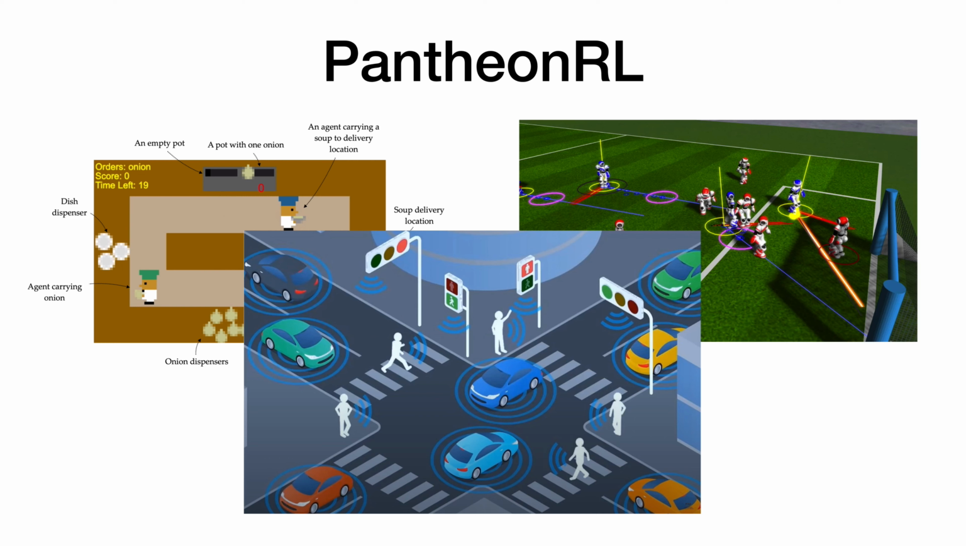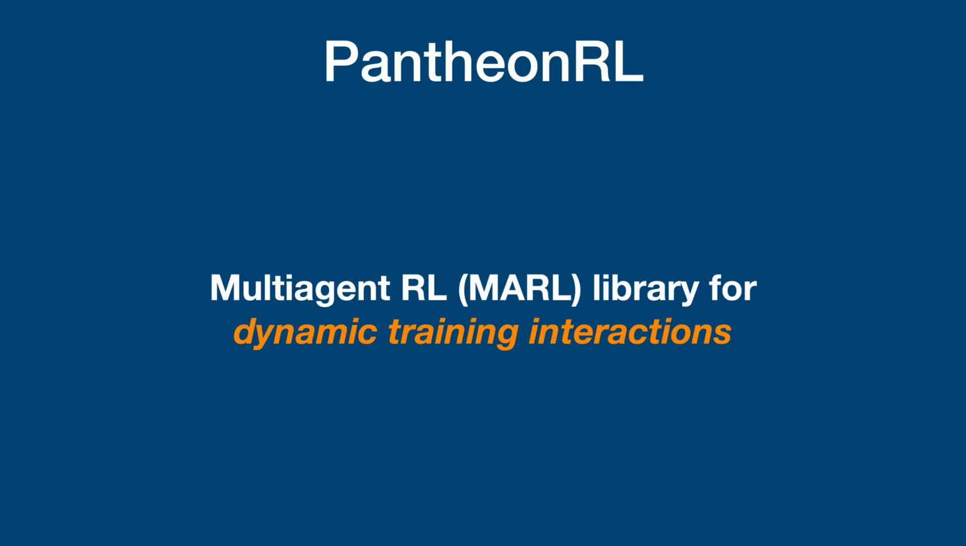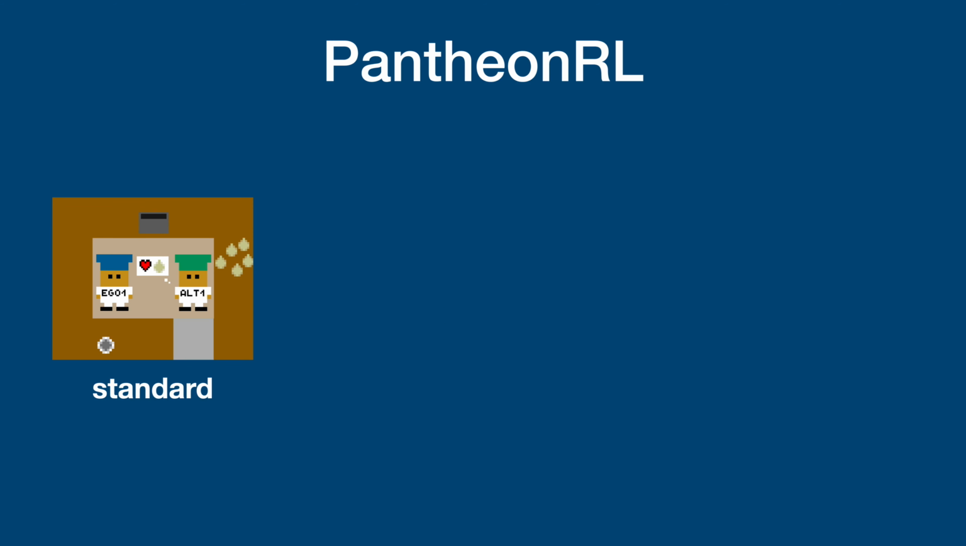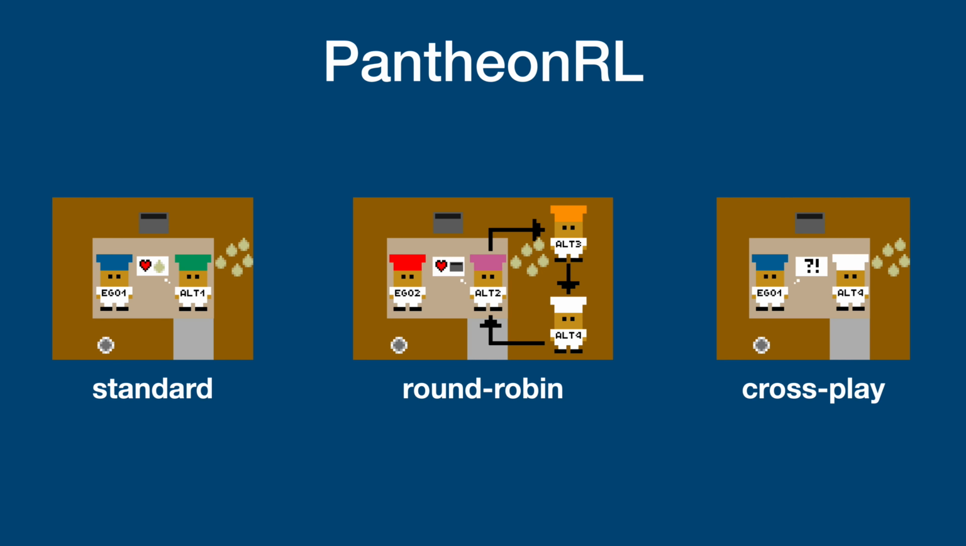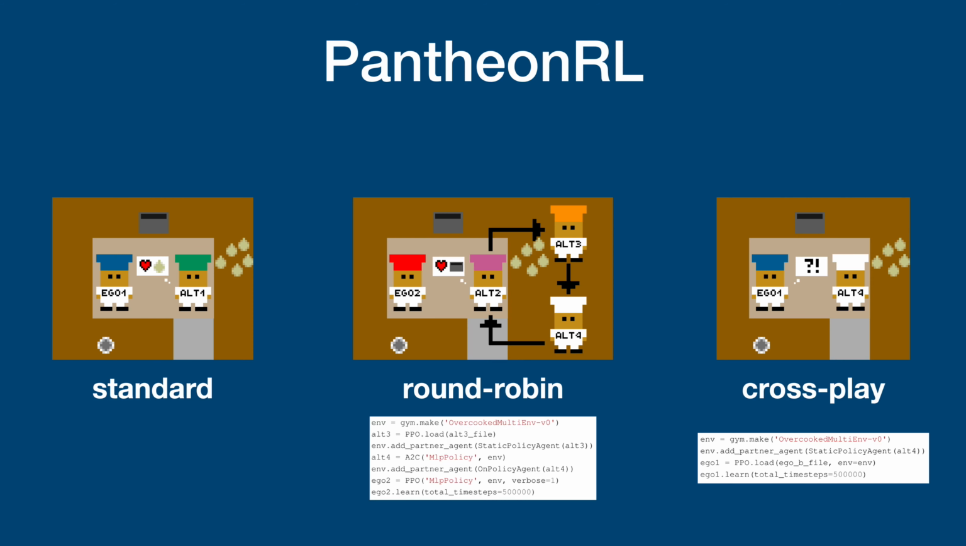However, many existing multi-agent reinforcement learning libraries are designed to train a fixed set of agents with each other. Instead, PantheonRL is designed to support dynamic training interactions. Dynamic training interactions refer to standard MARL training, as well as round robin, crossplay, and many more like few-shot adaptation. The goal of PantheonRL is to provide support for easy configuration across all of these training paradigms, which we will demo in the rest of the video.